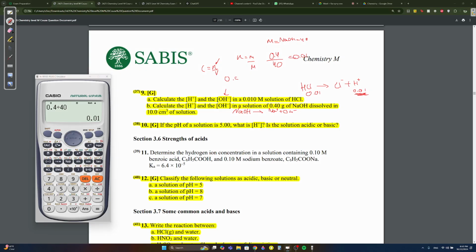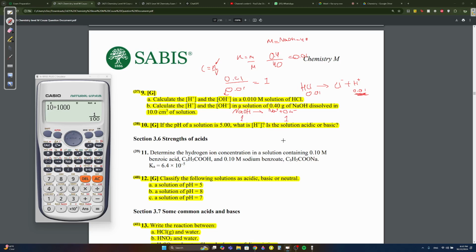C is equal to n over V, so 0.01 over the volume, 10 centimeter cube. That has to be in liters or decimeter cube, so you have to divide by 1000. It's also 0.01, so it's going to be 1. So the concentration is 1 molar. The concentration of NaOH is 1, so the concentration of OH is 1.